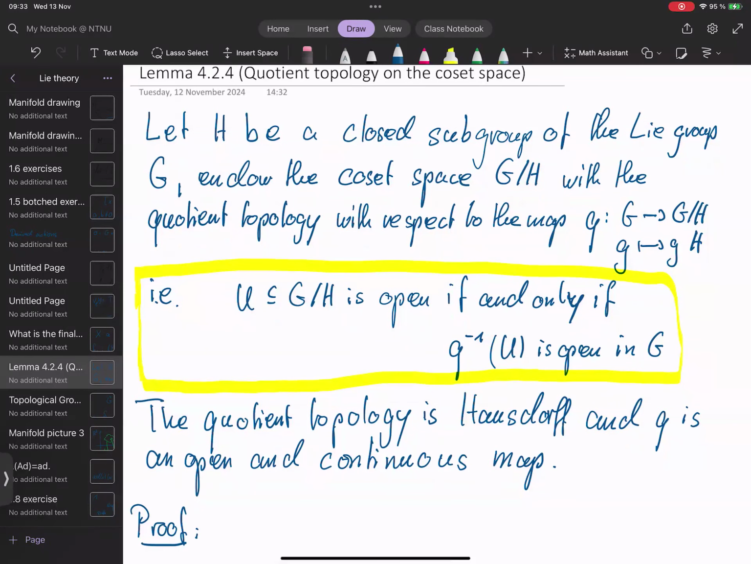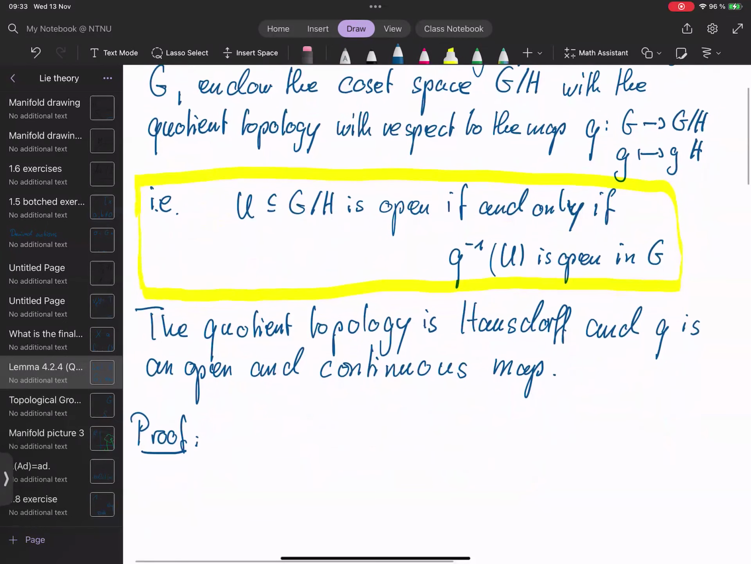And by definition, the quotient topology is the topology which is defined in the following way. We see this in this yellow box here. If you have a set, then the set inside of the coset space is open if and only if its pre-image under this quotient map is open in G with respect to the original topology. And the claim of the lemma is the quotient topology is a Hausdorff topology and Q is an open and continuous map. Okay, so let's see how the proof goes here.